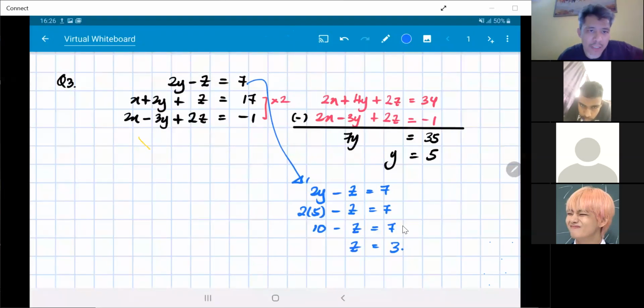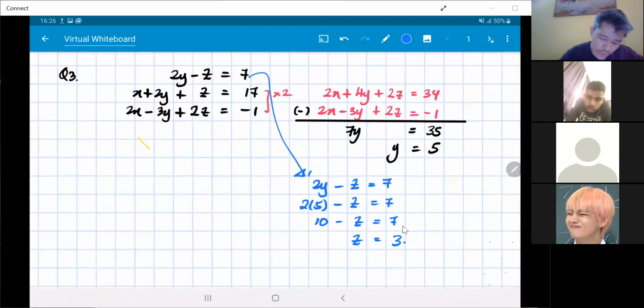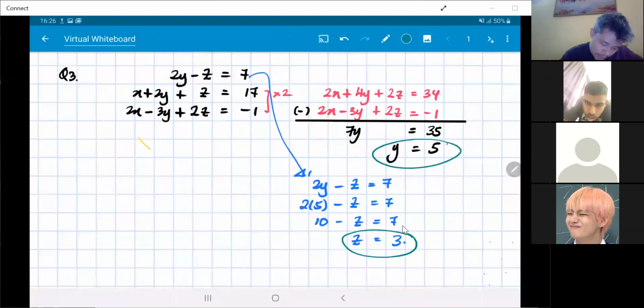So maintain y, maintain z, remove x. Okay? And after that, the next part I leave for you to do, take the y, take the z, and choose either equation number 2 or equation number 3 to find your x. That one you all can do, right? Okay? So that one I leave for you all to do. All right. Now, moving on.